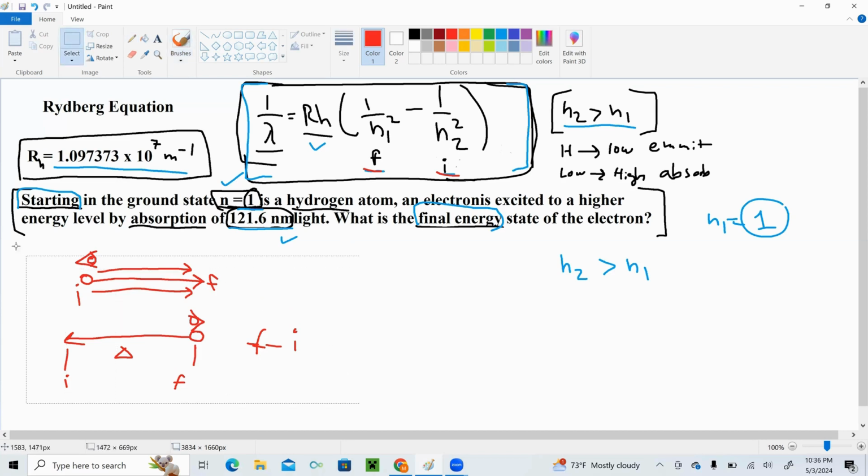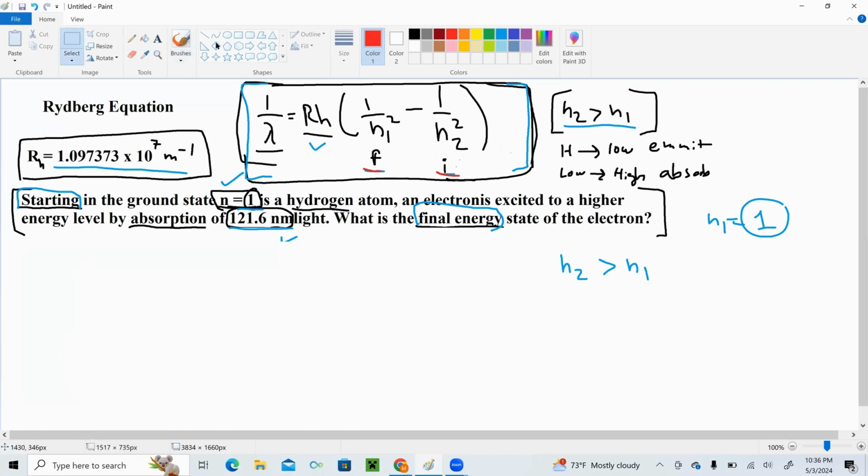But if you don't want to get messed up, just know that n2 is always greater than n1, and the lowest you can go is 1. That's why we pick 1 to be n1. So this is it.